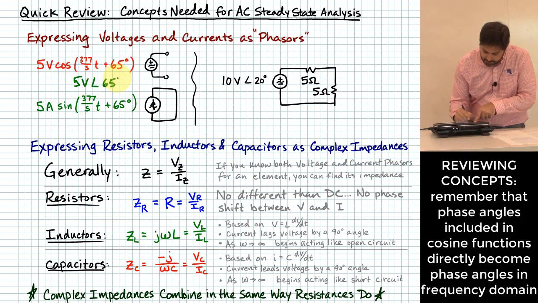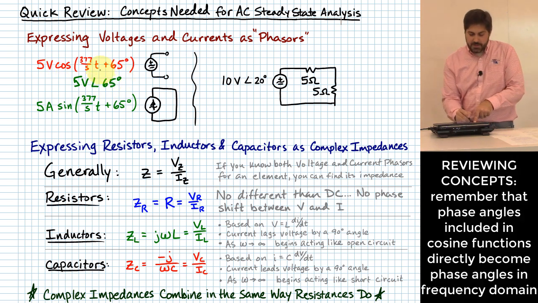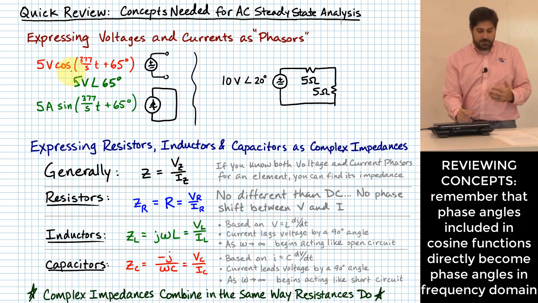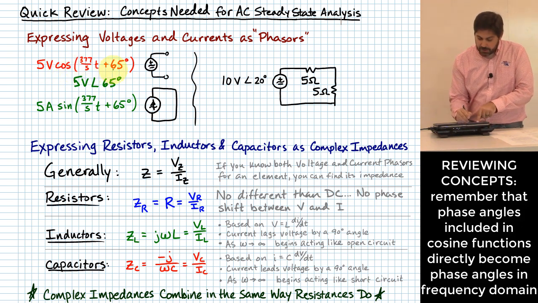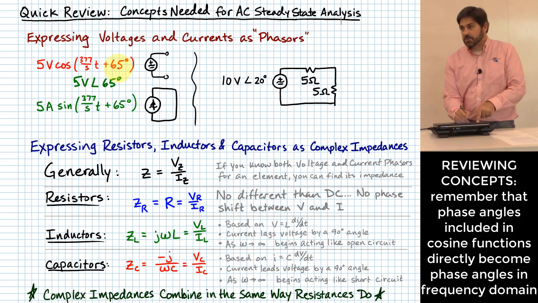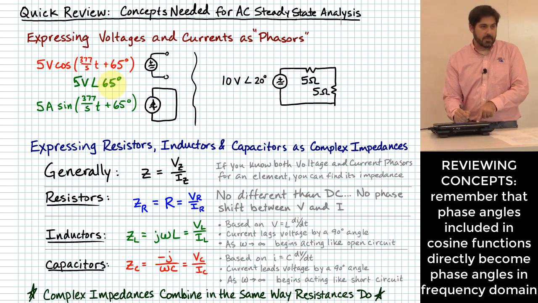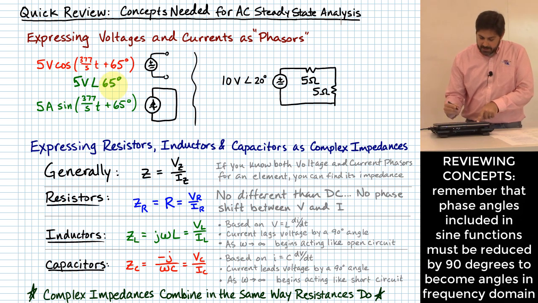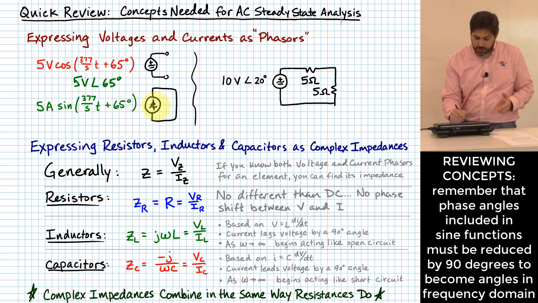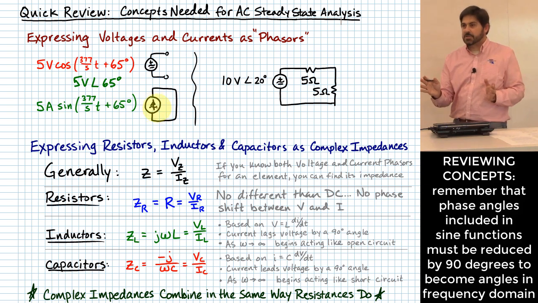The big point there is that when you have a time domain expression given in terms of a cosine function, you can pull over whatever that phase shift value is and bring it directly over to make it the angle value of your phasor. Now, what about this next one down here? This one's showing you a current source. That doesn't matter so much.